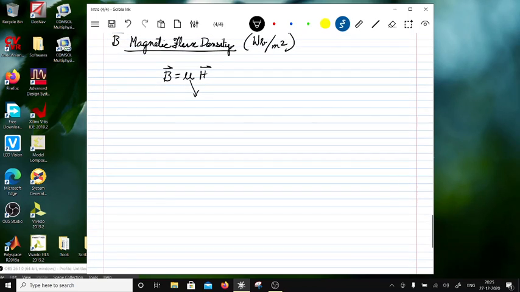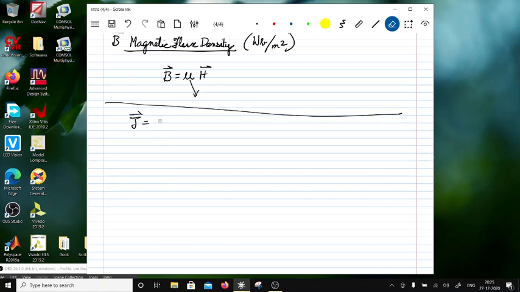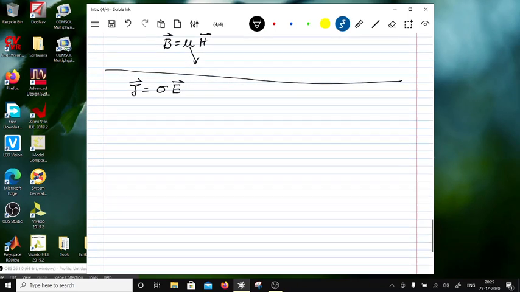Besides that, people, usually young freshers, when I ask them what is J equal to sigma E, where sigma is a pure number, they are confused. Now there is no need to get confused because this E is volt per meter, right? Okay, so this is volt per meter, and this J is ampere per meter squared.